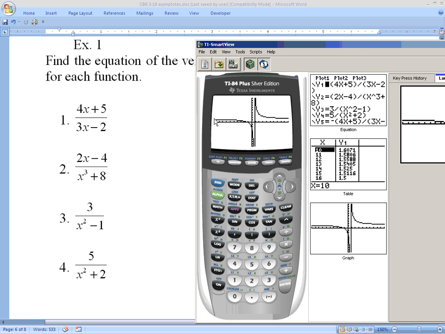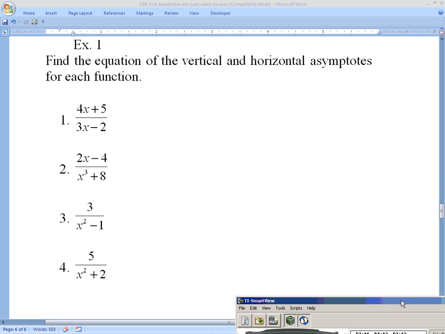Let's do the next one, and we're going to do this one much faster. So let's start with the denominator for our vertical asymptote. We have x cubed plus 8 equals 0. We want to know when the denominator equals 0. I subtract 8 from both sides. And so I get x cubed equals -8.